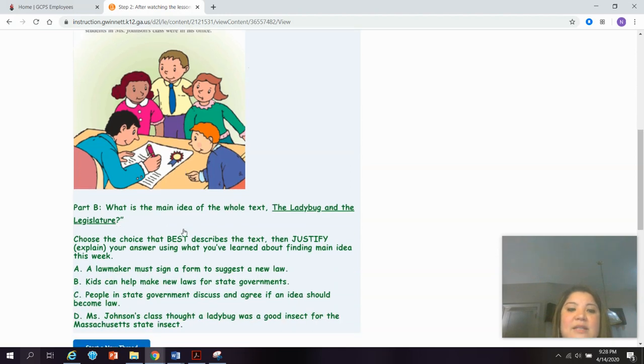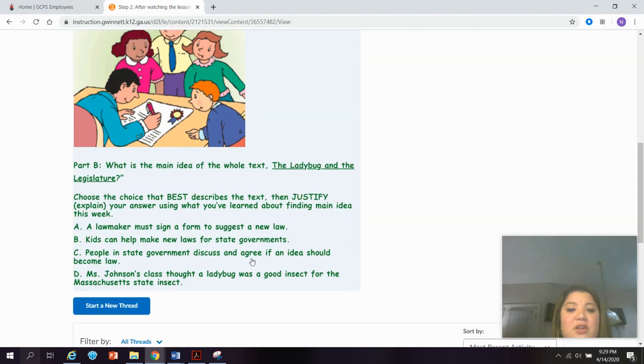Part B says, what is the main idea of the whole text, The Ladybug and the Legislature? What about the whole entire story? Choose the choice that best describes the text, then justify. Remember, justify means explain your answer with what you've learned. So you're going to choose which one you think is the main idea. This goes along with the lesson that you have to watch. And then you're going to say why it was the main idea.